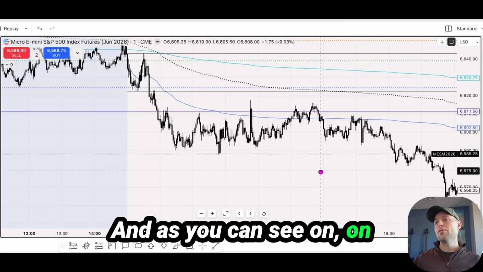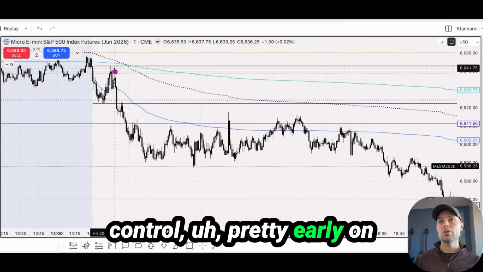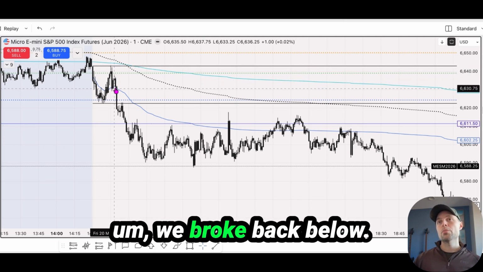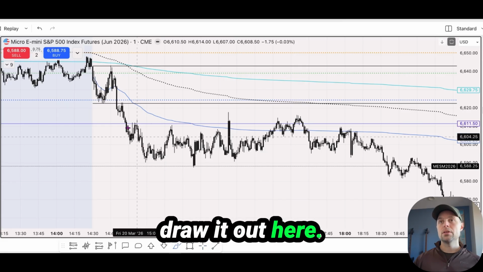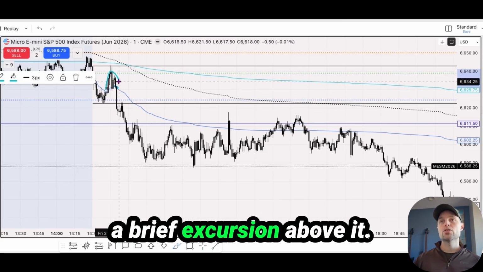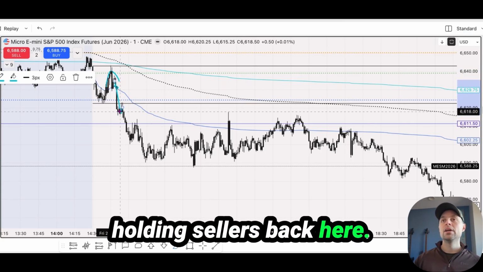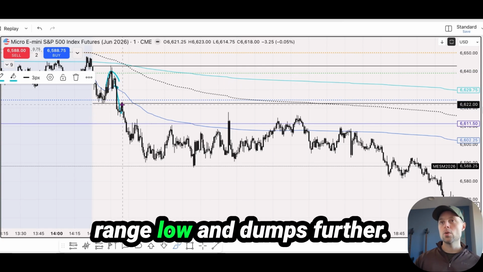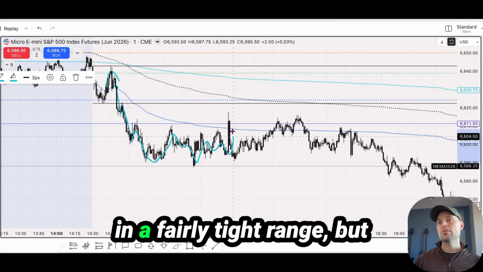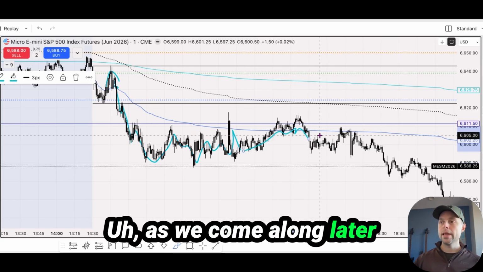And as you can see on Friday here on the chart, we had sellers stepping into control pretty early in the session after the opening range had set. Let me just draw it out here. We broke back below the New York VWAP, blue line, after a brief excursion above it, and then price simply dumps, right? There's nothing holding sellers back here. It briefly retests the opening range low and dumps further, and then you see it ranging after that, in a fairly tight range, but also respecting the VWAP as we come along later into the session.